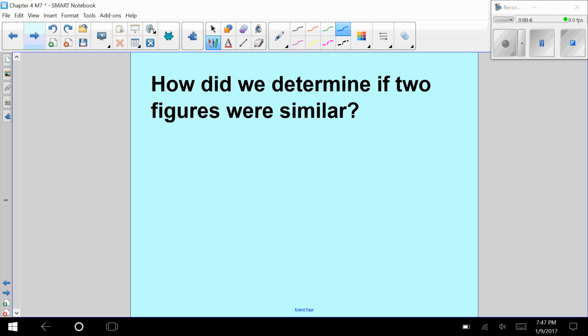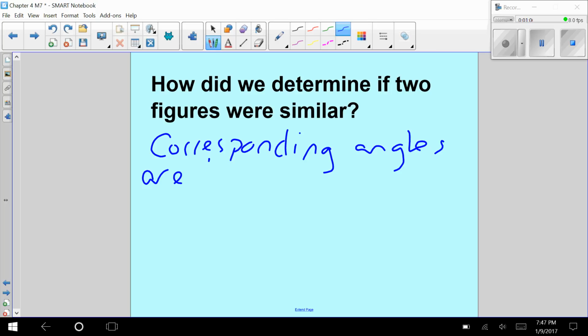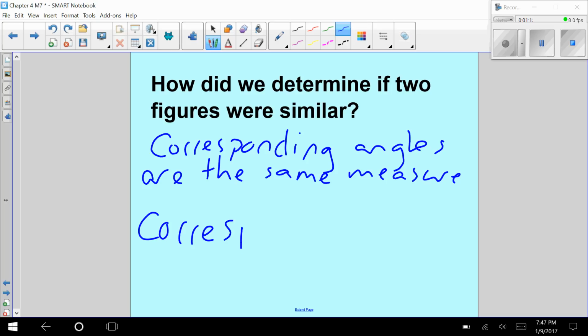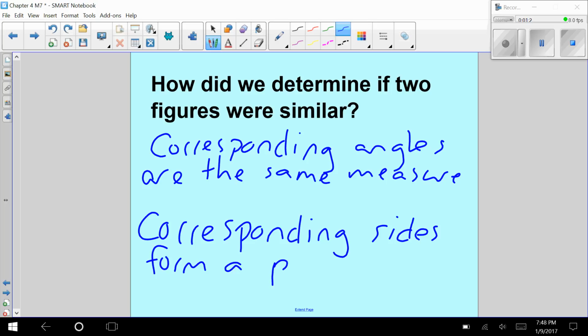So how did we determine if two figures were similar? This is what we did in the last lesson. The first thing, corresponding angles were the same measure. The second thing was that corresponding sides formed a proportion. These two things had to be true to say that a figure was similar.